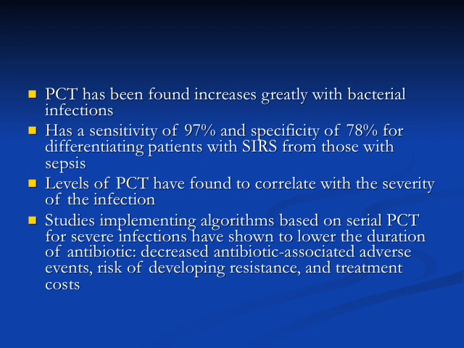Procalcitonin has been found to increase greatly with bacterial infections. Some studies report having a sensitivity of 97% and a specificity of 78% for differentiating patients with SIRS from those with sepsis. Levels of procalcitonin have been found to correlate with the severity of the infection, i.e., higher levels of serum procalcitonin concentrations correlate with a more severe infection and septic shock.